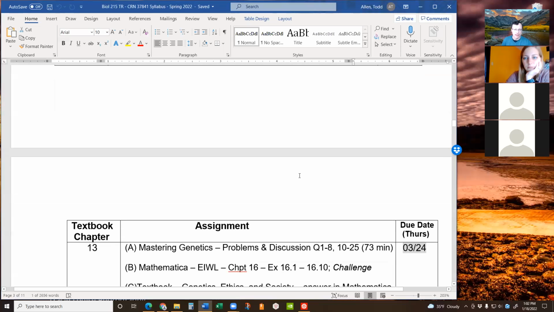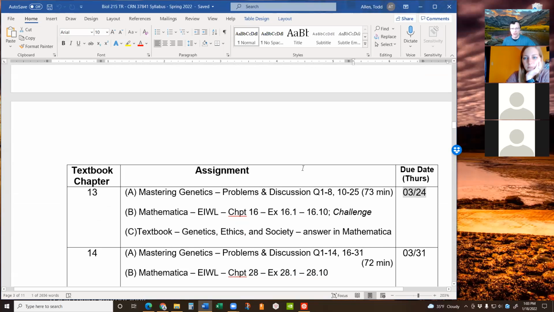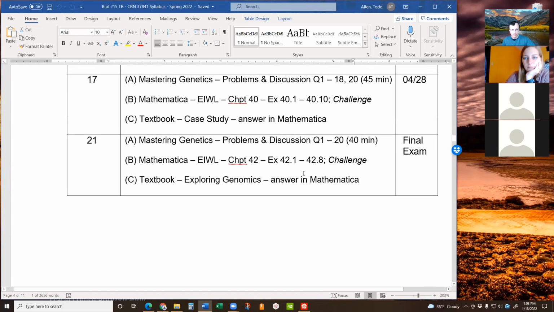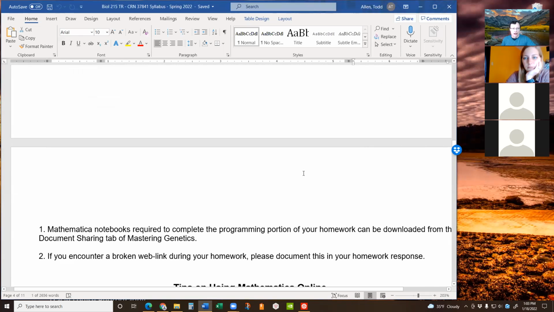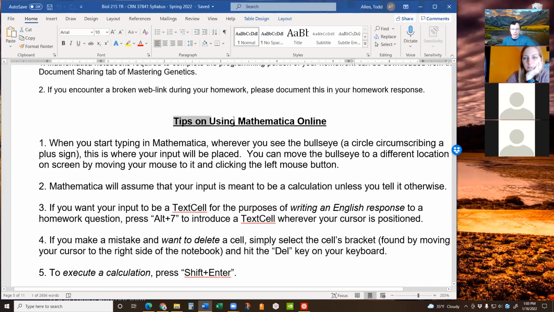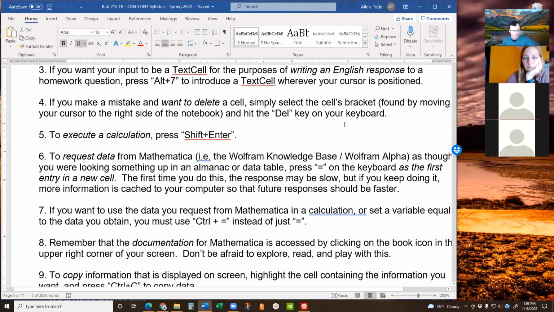Okay, let's get the rest of this taken care of, and then we can talk about the meat of the course here. Okay, so this is the homework schedule for the entire semester. I will point out and let you read this on your own time that I do include some tips on using Mathematica online. Don't worry about it. We're going to cover all this stuff on Thursday. Thursday will be your hands-on introduction to Mathematica. And you can all excel at this. You can all succeed at this, okay? So don't let it scare you.